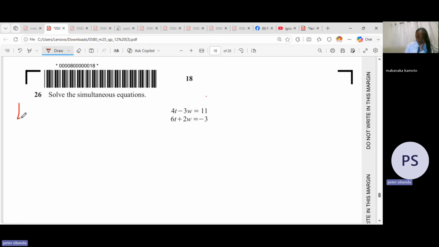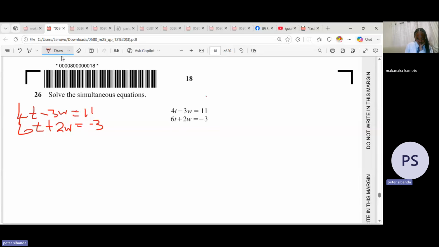So if we have 4t minus 3w equals 11, and we have got 6t plus 2w equals minus 3. And then I decide to eliminate t first.